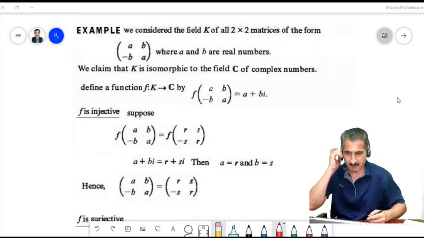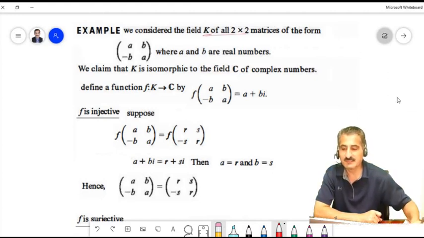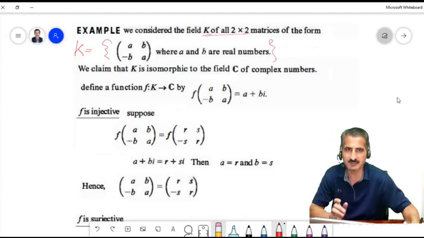First example on isomorphisms. We have seen the field of 2 by 2 matrices that has this form. K consists of all 2 by 2 matrices with entries from real numbers, but it is a special form of matrices. This is A, this is A. It can be any real number, and this is B, and this is negative B, any real number also. And we will show that K is isomorphic to the field of complex numbers.